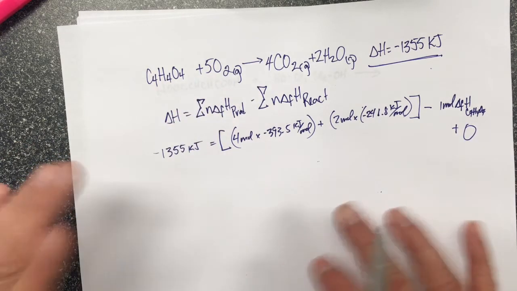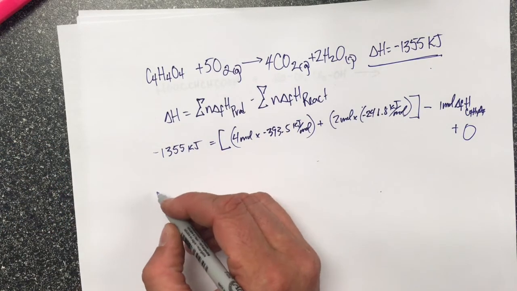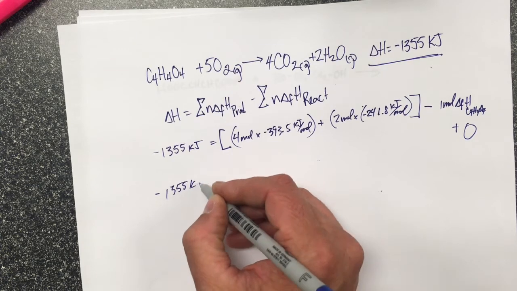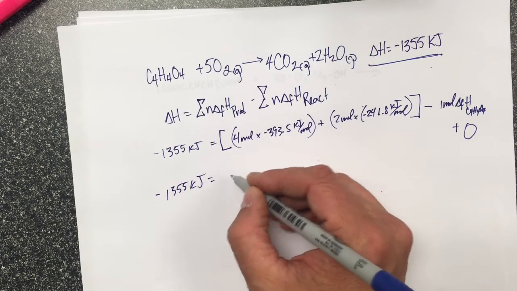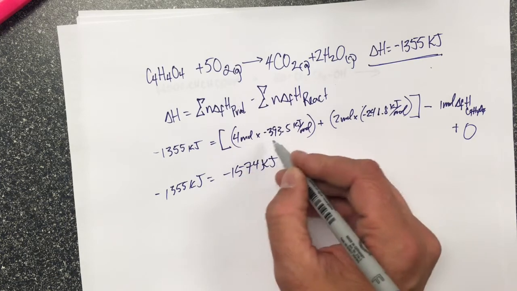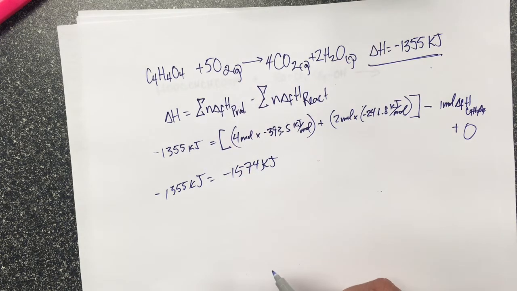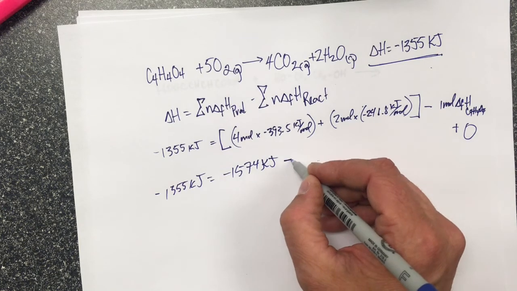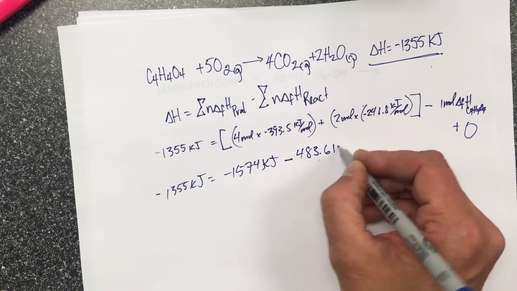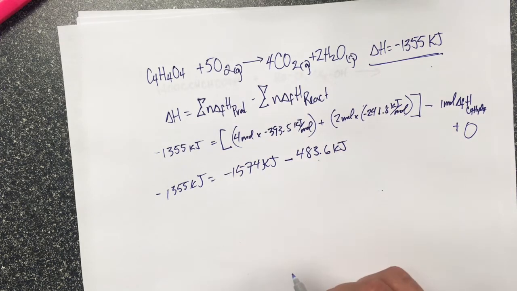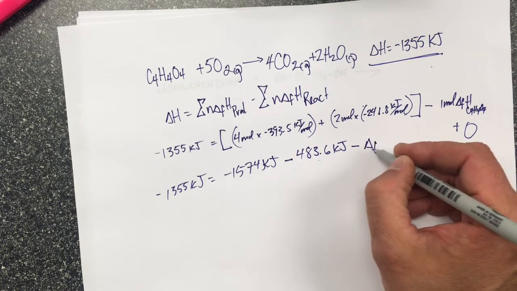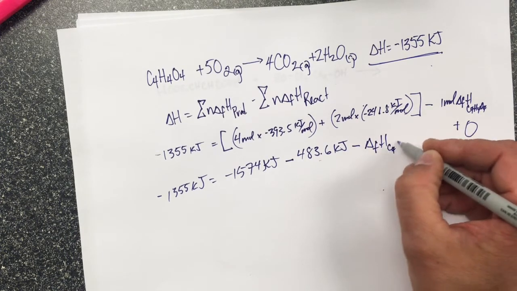0. So if I condense this down, I'm going to end up getting negative 1,355 kilojoules equals negative 1,574 kilojoules, that's 4 mole times negative 393.5 kilojoule per mole, minus 483.6 kilojoules, that's 2 mole times negative 241.8 kilojoule per mole, minus the formation enthalpy of maleic acid.